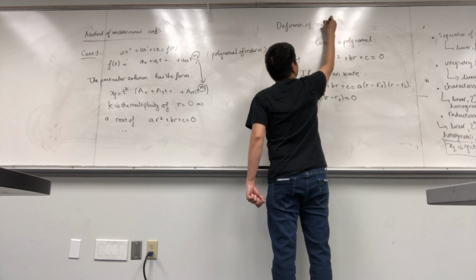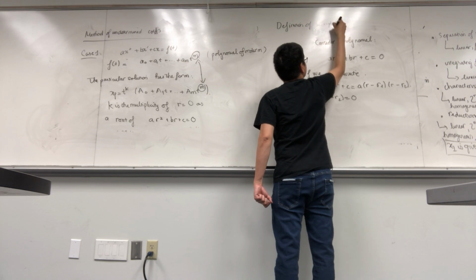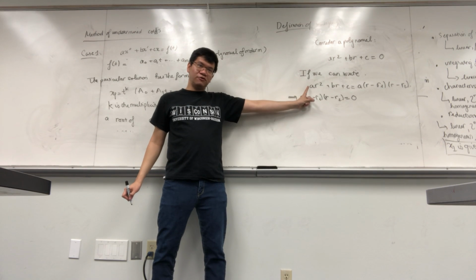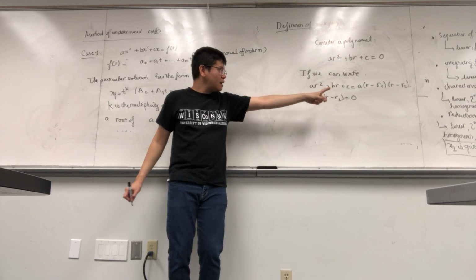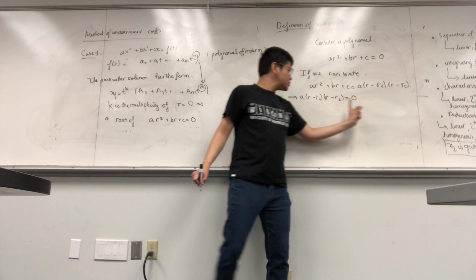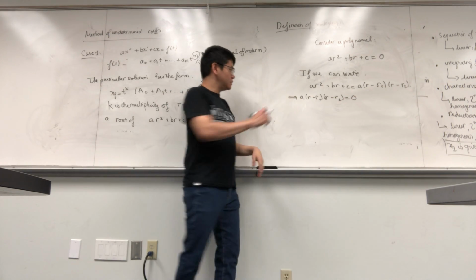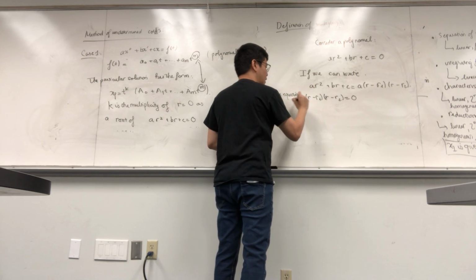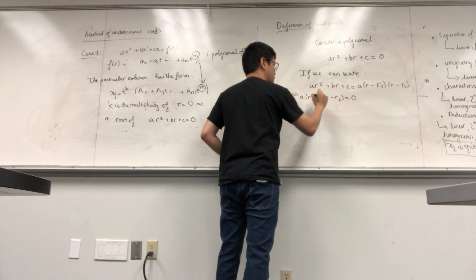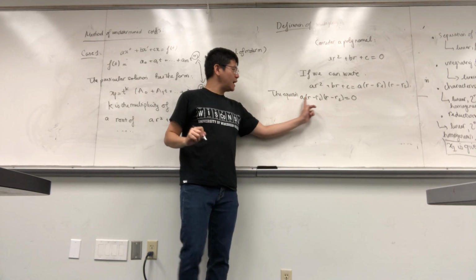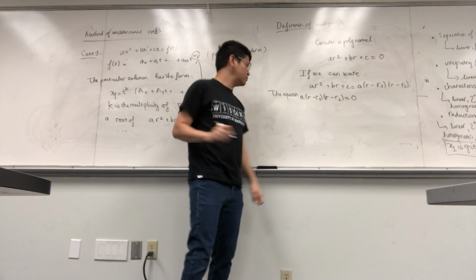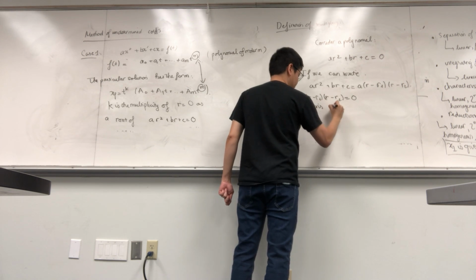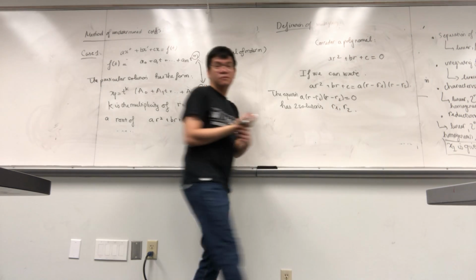So, definition of multiplicity. If you can write this quadratic form as a times (r minus r1)(r minus r2), then the equation a(r minus r1)(r minus r2) equal to 0 has two solutions, r1 and r2. It's clear?